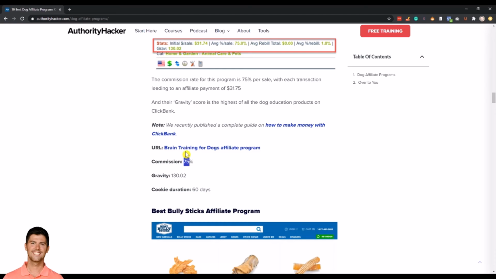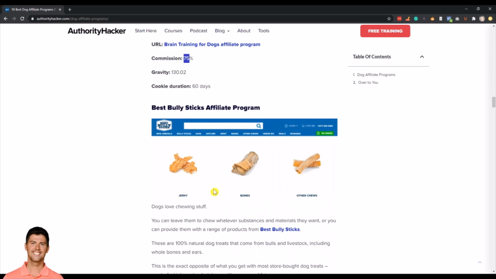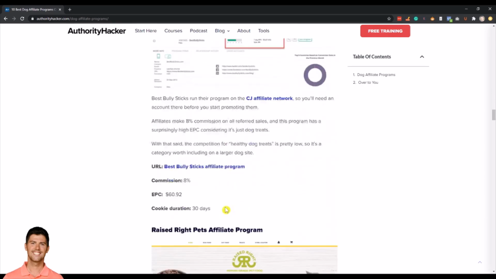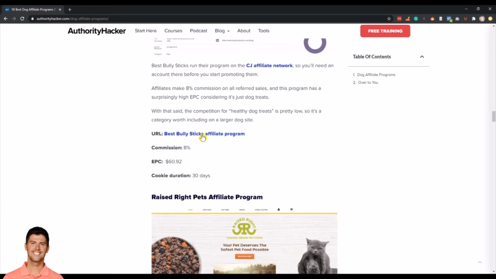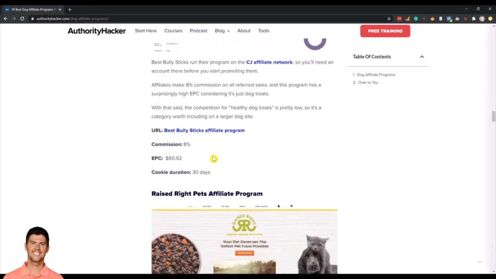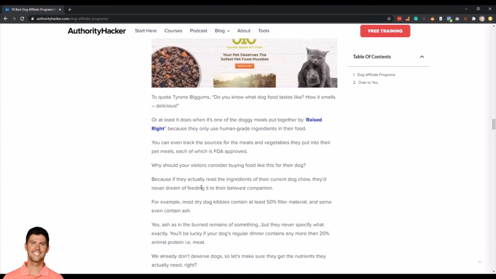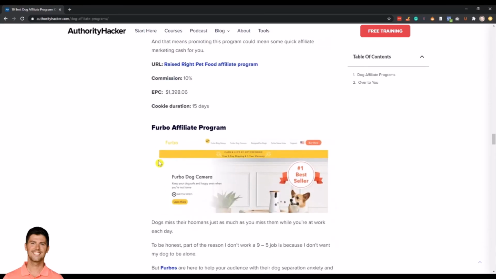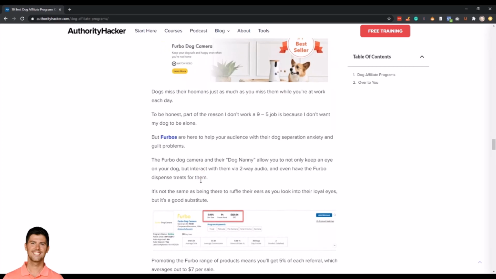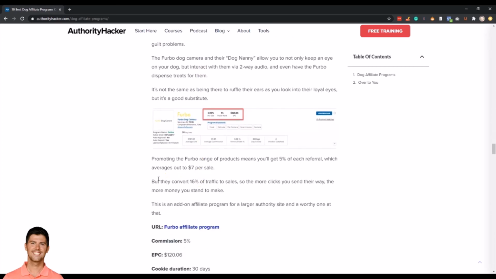75% commission for brain training. That's pretty cool. 60-day cookie duration. And I want to see one that will actually give me a sales break or a conversion breakdown. And I can't see Furbo. Oh, here we go. Here we go.